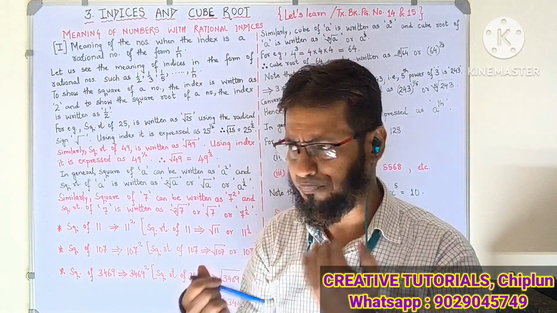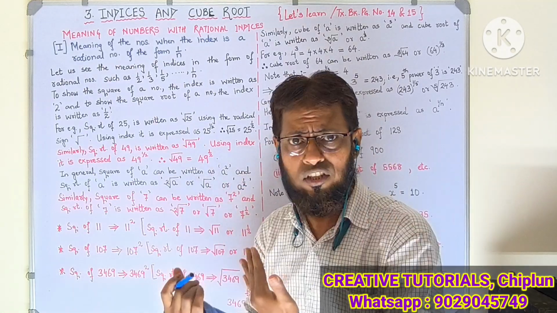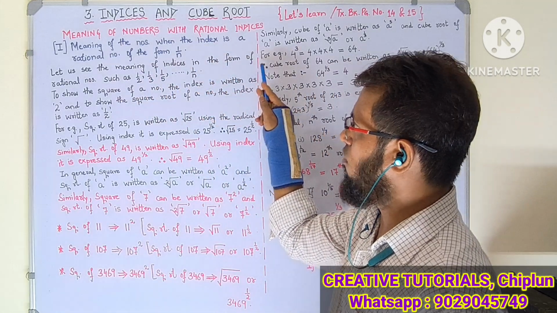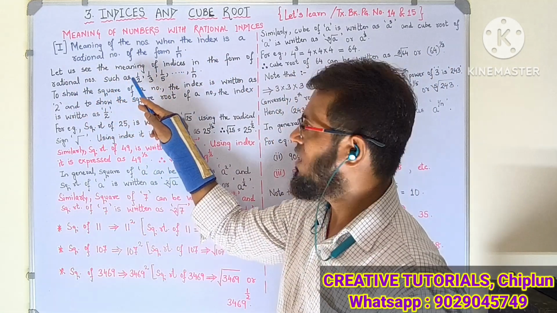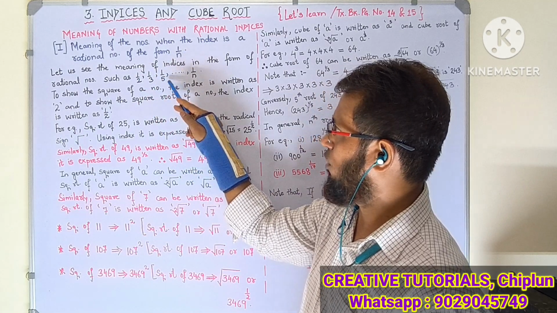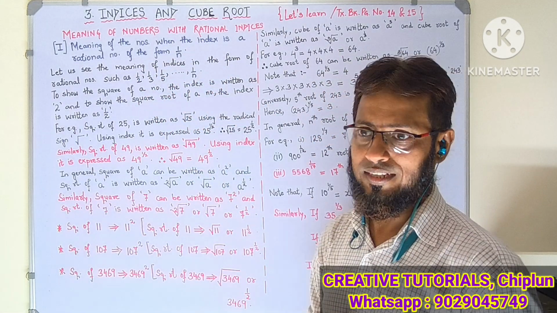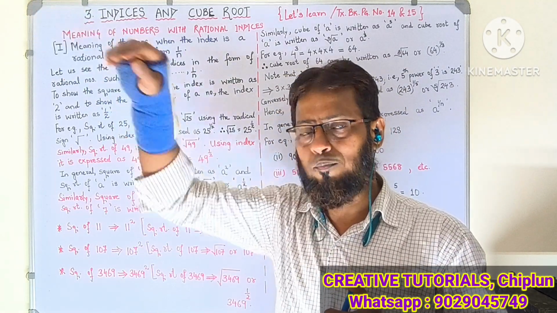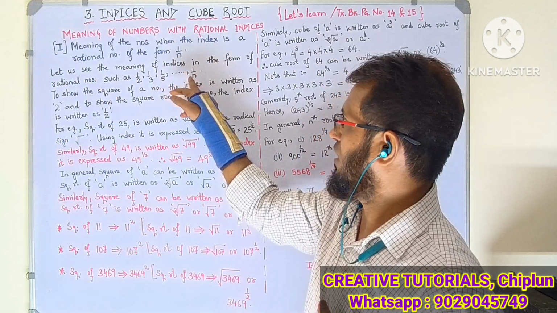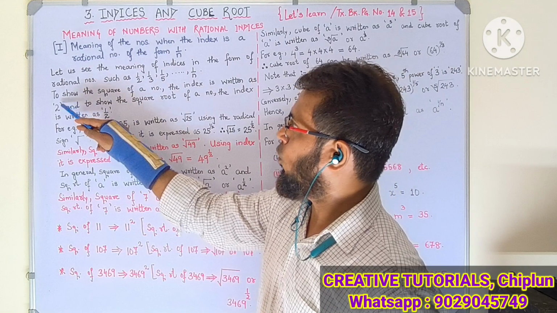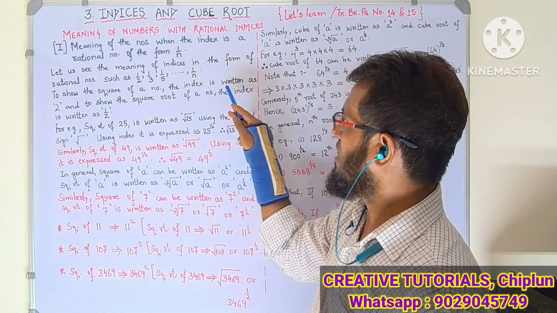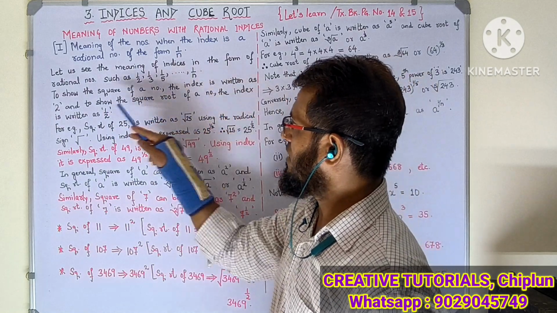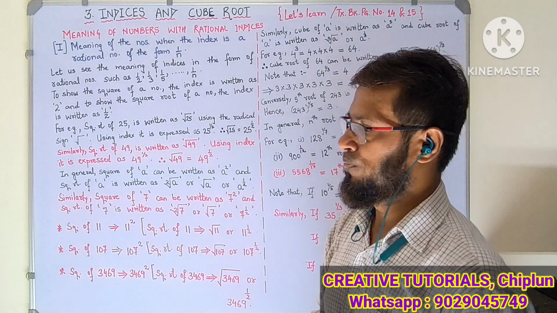So let's see what they have. Let us see what they want to explain to us over here. Let us see the meaning of indices in the form of rational numbers such as 1 upon 2, 1 upon 3, 1 upon 5 up to 1 upon n. Right now, because there is no limit basically, this limit can go up to infinity. Okay, so the maximum we have taken is 1 upon n. Now to show the square of a number, the index is written as 2, and to show the square root of a number, the index is written as 1 upon 2.